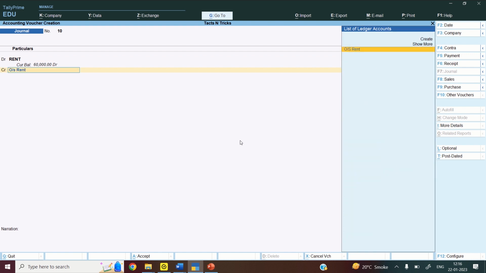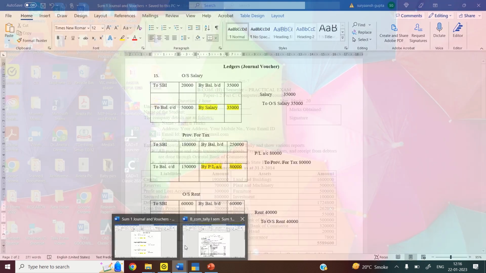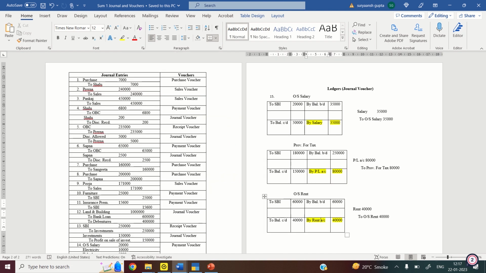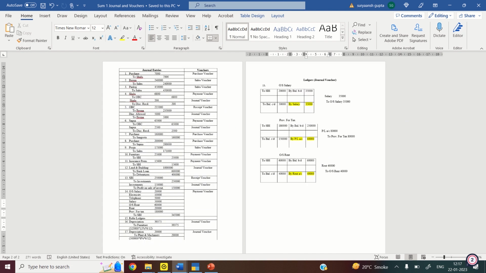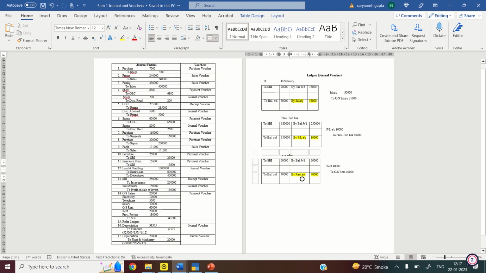So in this manner we have prepared all the ledgers, right? I can show you again in the word file. We have prepared all three ledgers because the closing balances of outstanding salary, provision for tax, and outstanding rent were given to us. I wrote the brought forward, I wrote the carry forward, I wrote the payment which we have done, and the balances are then forwarded to the respective accounts, right? I hope you all have taken the screenshot of all these adjustments, okay? Please take the screenshot. Then you can zoom in and see whatever you require, okay?